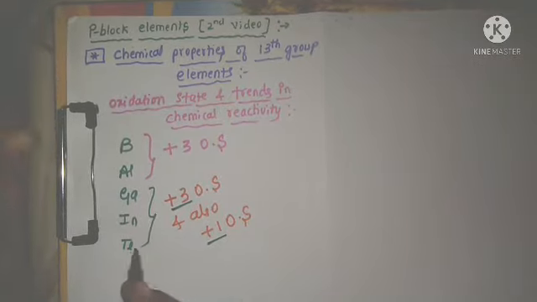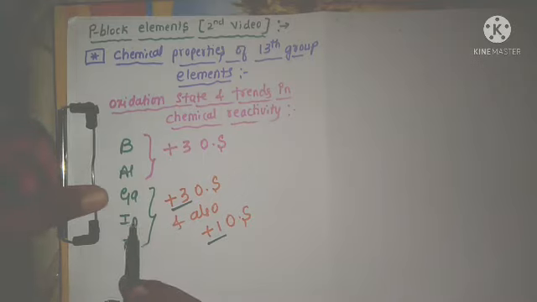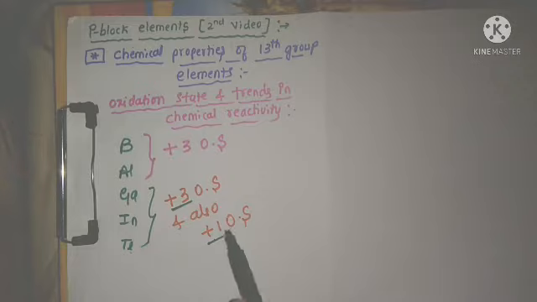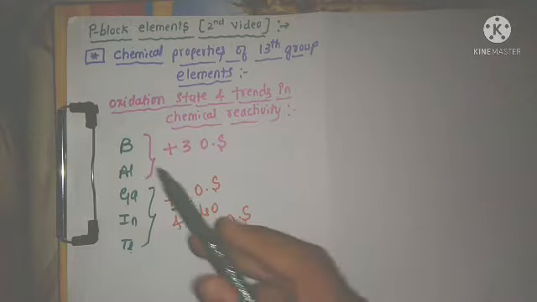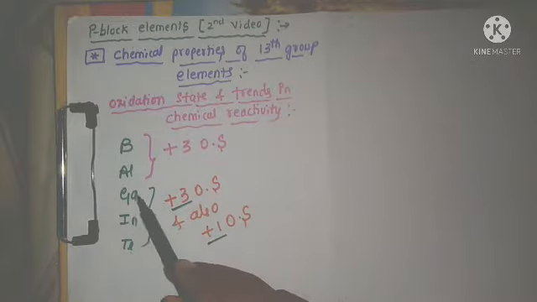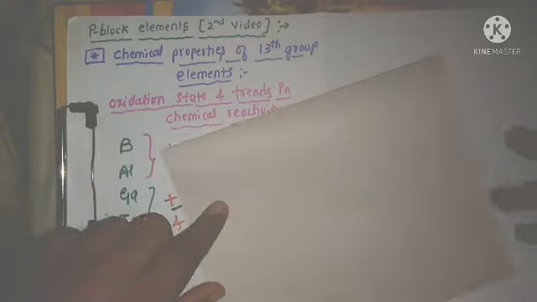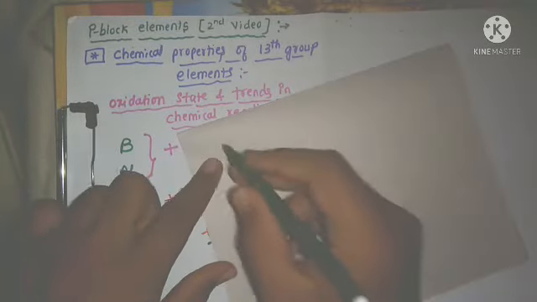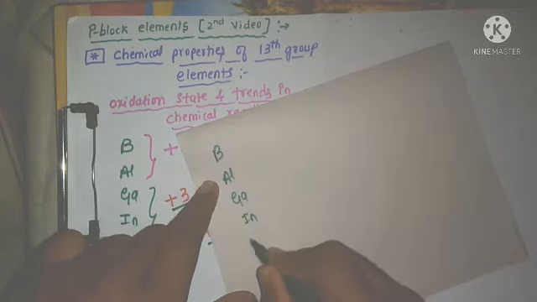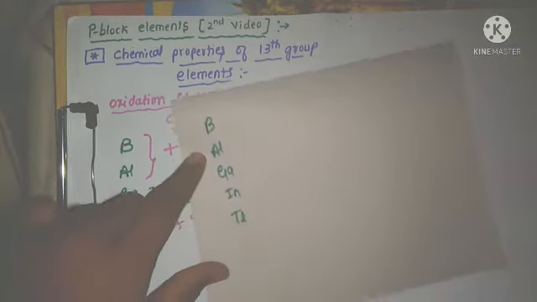Now the question is, why are gallium, indium, and thallium showing both +3 and +1 oxidation states, while boron and aluminium show only +3? For this, I will take the rough paper first. I will write the elements: boron, aluminium, gallium, indium, and the last one is thallium. These are the elements of which group?